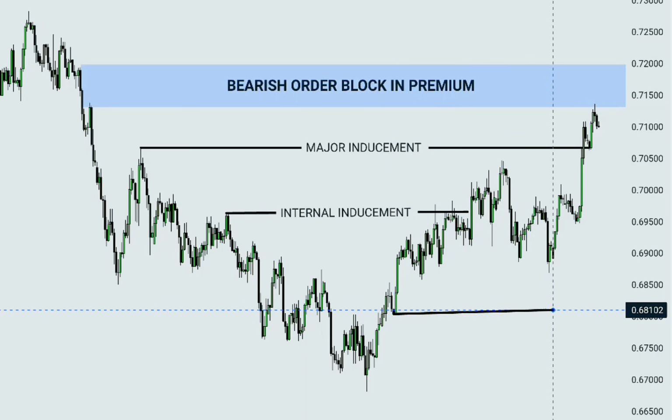Sell-side liquidity represents resting stop orders below price, usually located at equal lows, protected lows, or obvious swing points. After price delivers into the bearish order block in premium and confirms bearish intent, the market's logical draw shifts toward these sell-side liquidity pools. Target 1 is the nearest internal sell-side liquidity.